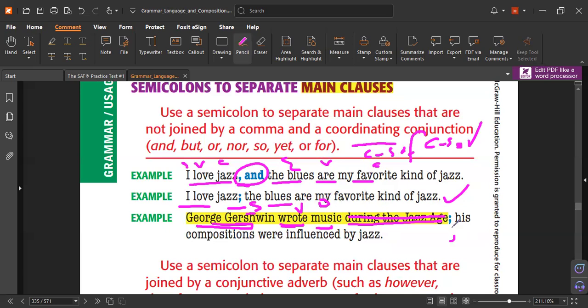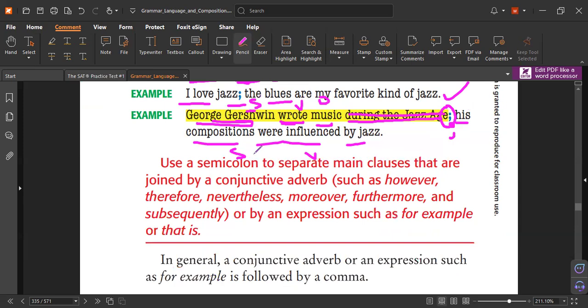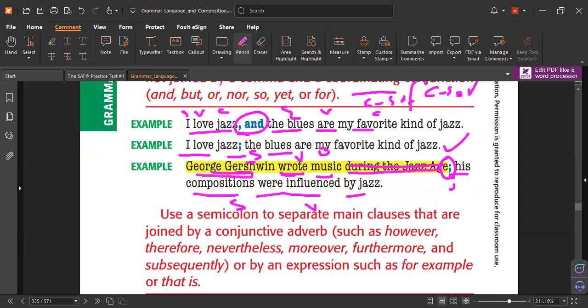So the semicolon completes the second part. Remember, you must check both of them. His composition, subject; word influence, verb; and then by, correct. So the semicolon is in the correct place. We cannot change the place to after his or after composition. Take care. That's why you check the rules. That's it. You understand? Yeah.